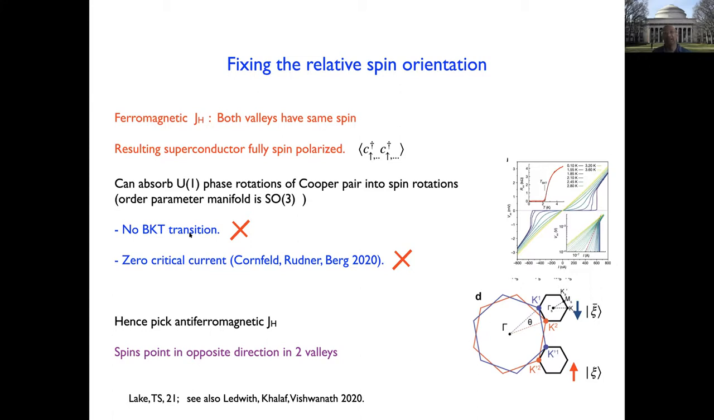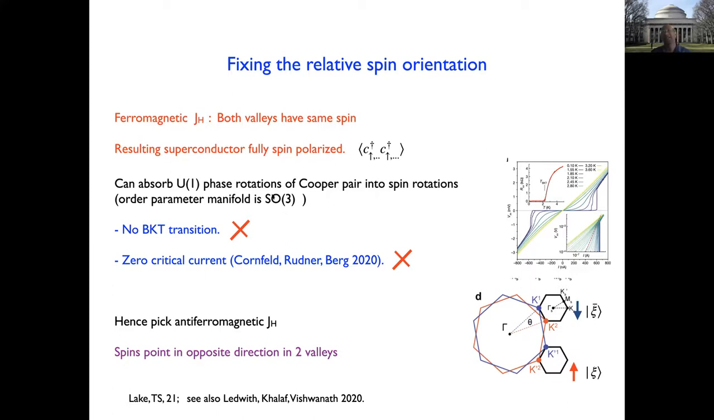A BKT transition is a feature of an XY order parameter. If you have something like a rotation matrix as an order parameter, simple StatMech will tell you that there's no BKT transition. Furthermore, with this order parameter manifold, you can show that there are vortices in this order parameter, but those vortices only have a discrete Z2 structure.